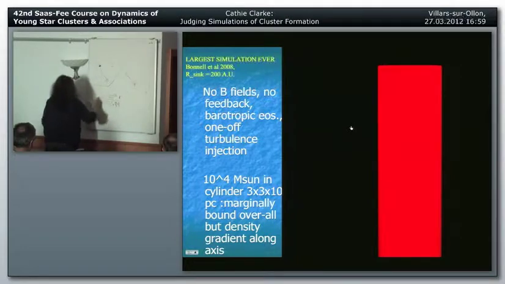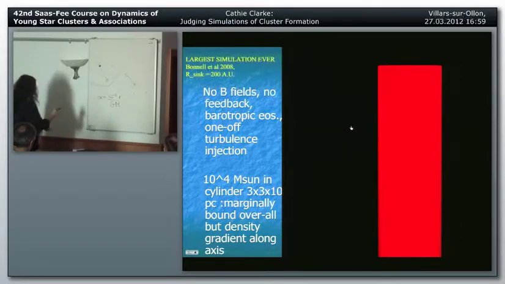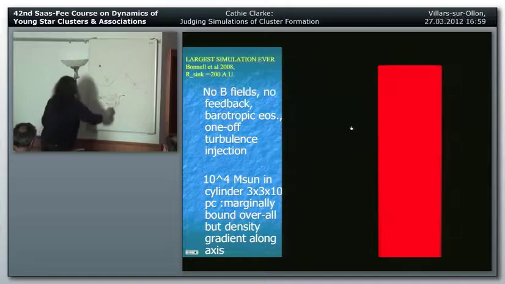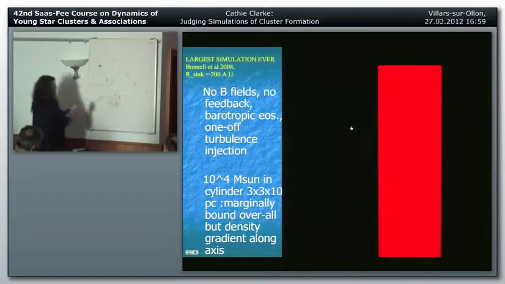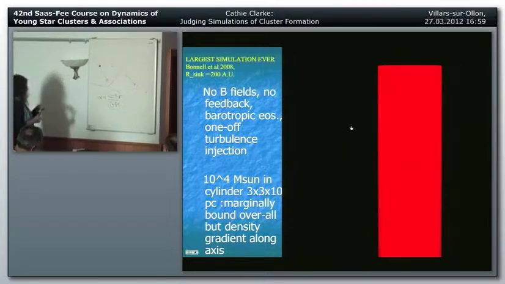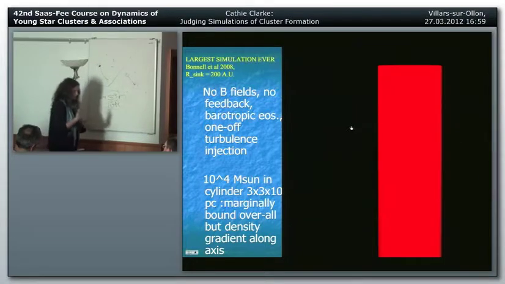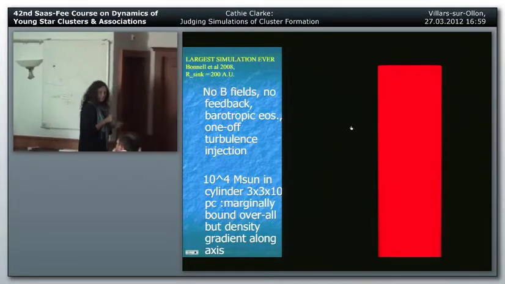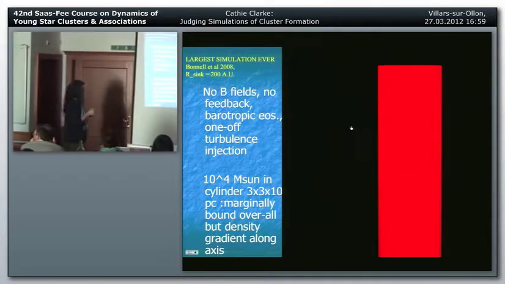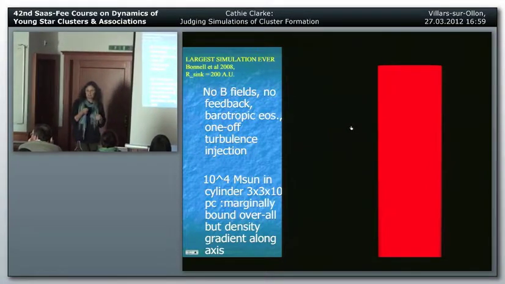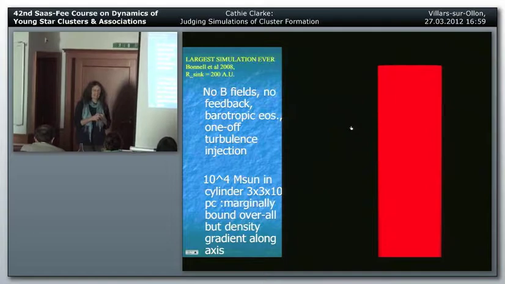Something like that. Okay, so once you've fixed that, and you know this for your cloud, then you can work out the mass-weighted velocity of turbulence. That tells you how much turbulence to put in. Then another question is what mixture of long and short wavelengths do you put in? And that's been based on Larson's first law that I was talking about yesterday.